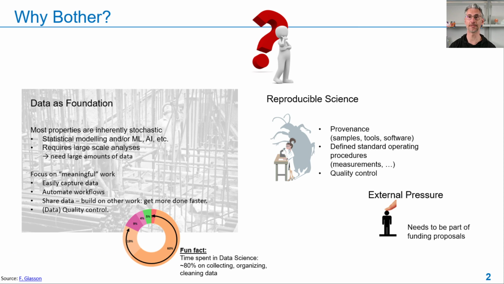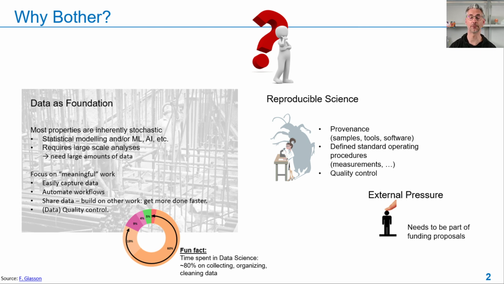On one end, we can see data as a foundation. Most properties that ultimately we're interested in are inherently stochastic in nature, so it requires either statistical modeling or, for example, machine learning or AI tools. That in turn require a large amount of data that we need to build these models. So if we want to focus on the so-called meaningful work or the scientific questions we want to address, we need to be able to easily capture the data, but also automate our workflows. Furthermore, if we're able to share data, we can both benefit from work of others and also enable more analyses or others to improve on our work.